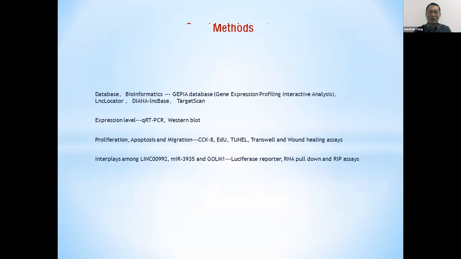In this slide, I would like to introduce the methods in the paper. The most important method is database and bioinformatics. Without these methods, no paper. This is very, very important. We predict the function and the structure of the genes using database or bioinformatics, and then we prove it by molecular biology methods. But the first step is very, very important, it is critically important. The prediction is very important.